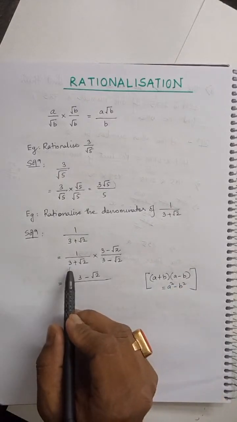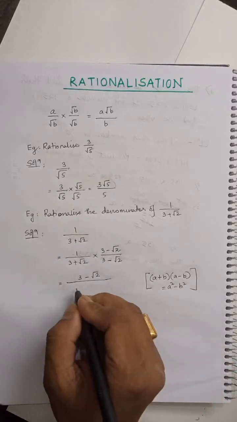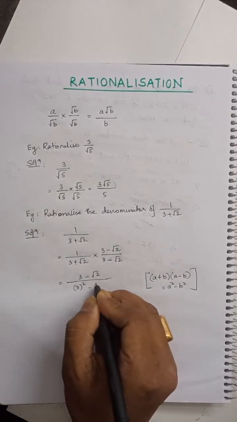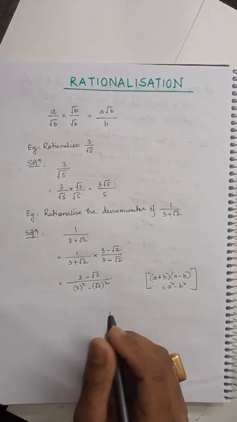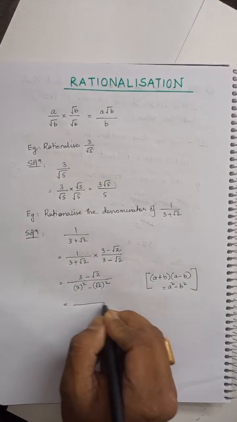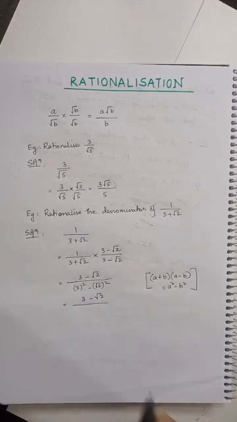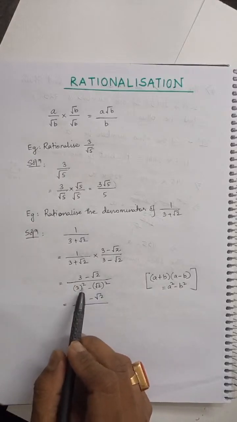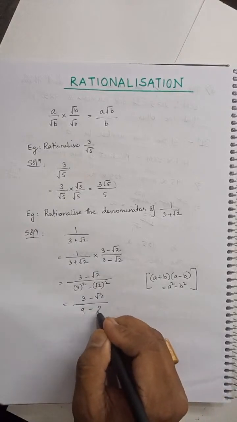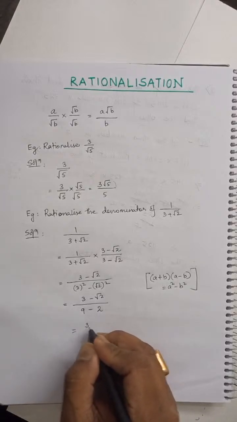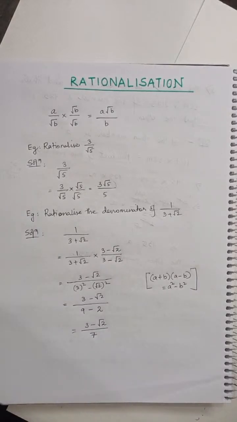So what we'll do, 3 plus root over 2 into 3 minus root over 2. So we will have 3 square minus root over 2 whole square. There is nothing you can do in the numerator part, so we will keep writing 3 minus root over 2. Now 3 whole square is 9, and root over 2 whole square is how much? 2. So our answer will be 3 minus root over 2 by 7. So this is our answer.